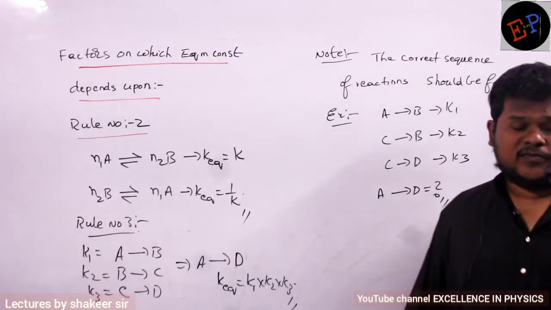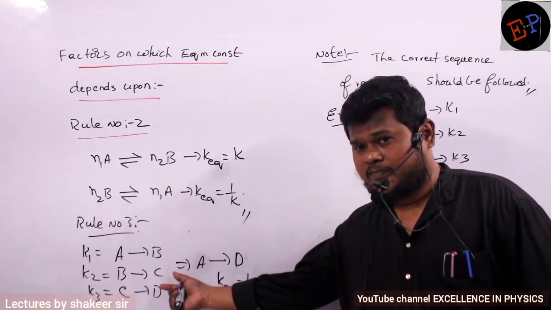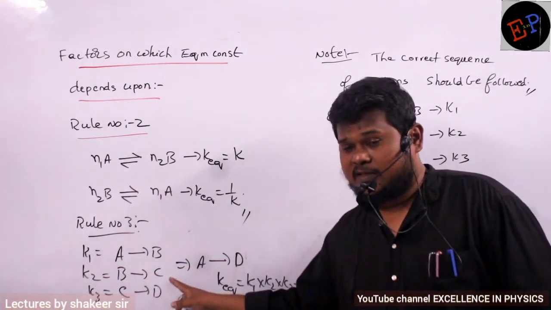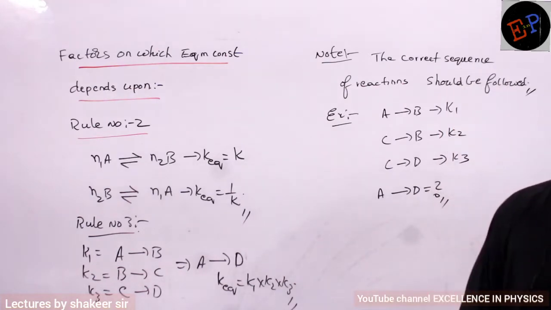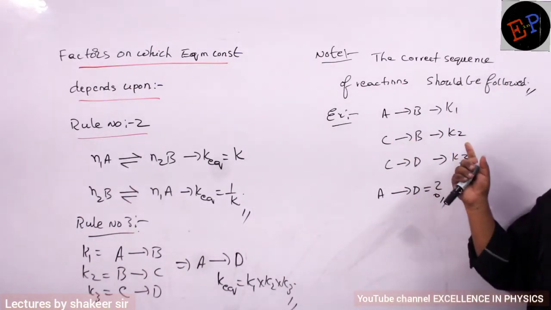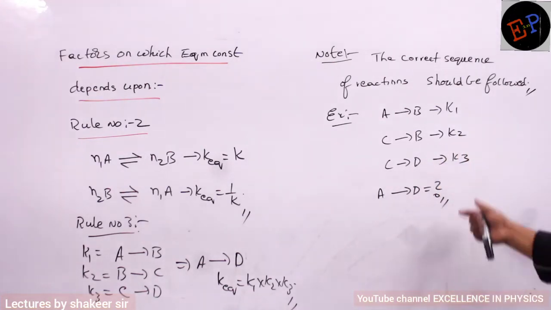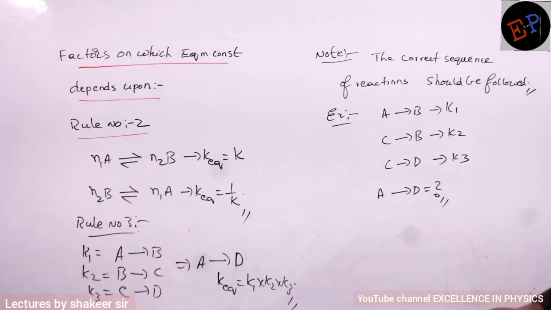That is our answer. How did you get 1 by K2? Because this reaction is in reverse order, no? If I travel from B to C, then the equilibrium constant is K2. But here what is given? C to B is given, no? That is, it is given in reverse order. Then I have to take the reciprocal of this equilibrium constant. Are you able to understand, no?